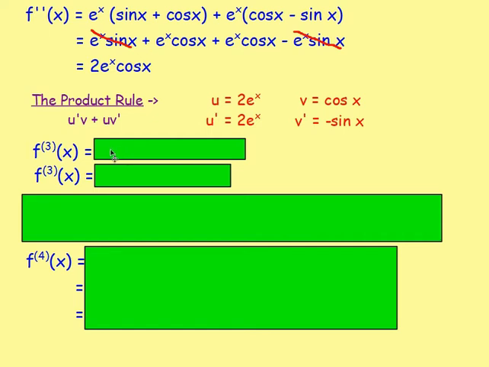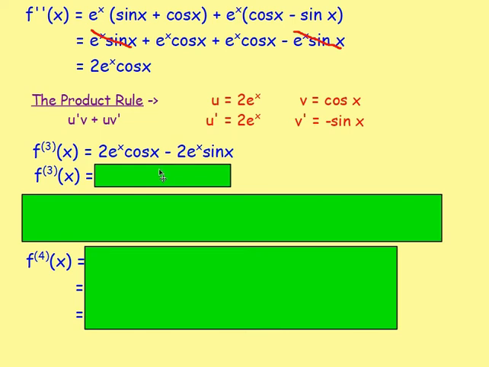Therefore this third derivative, u dash v plus uv dash, is 2e to the power of x times cos x plus 2e to the power of x times negative sin x. Because I've got the negative, I'm just moving the negative to the front there. I'm putting the 2e to the power of x first, and then we're finishing off with the trig term.